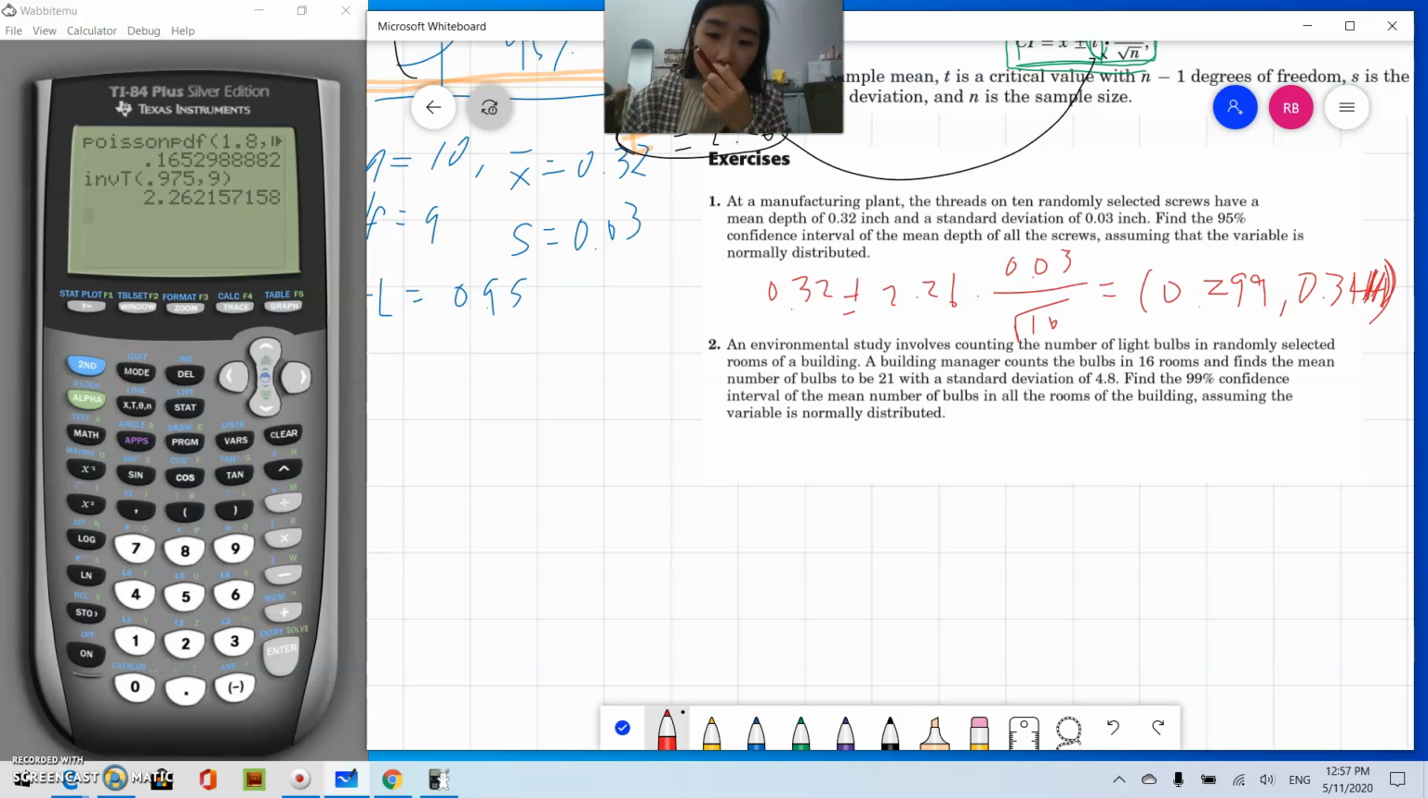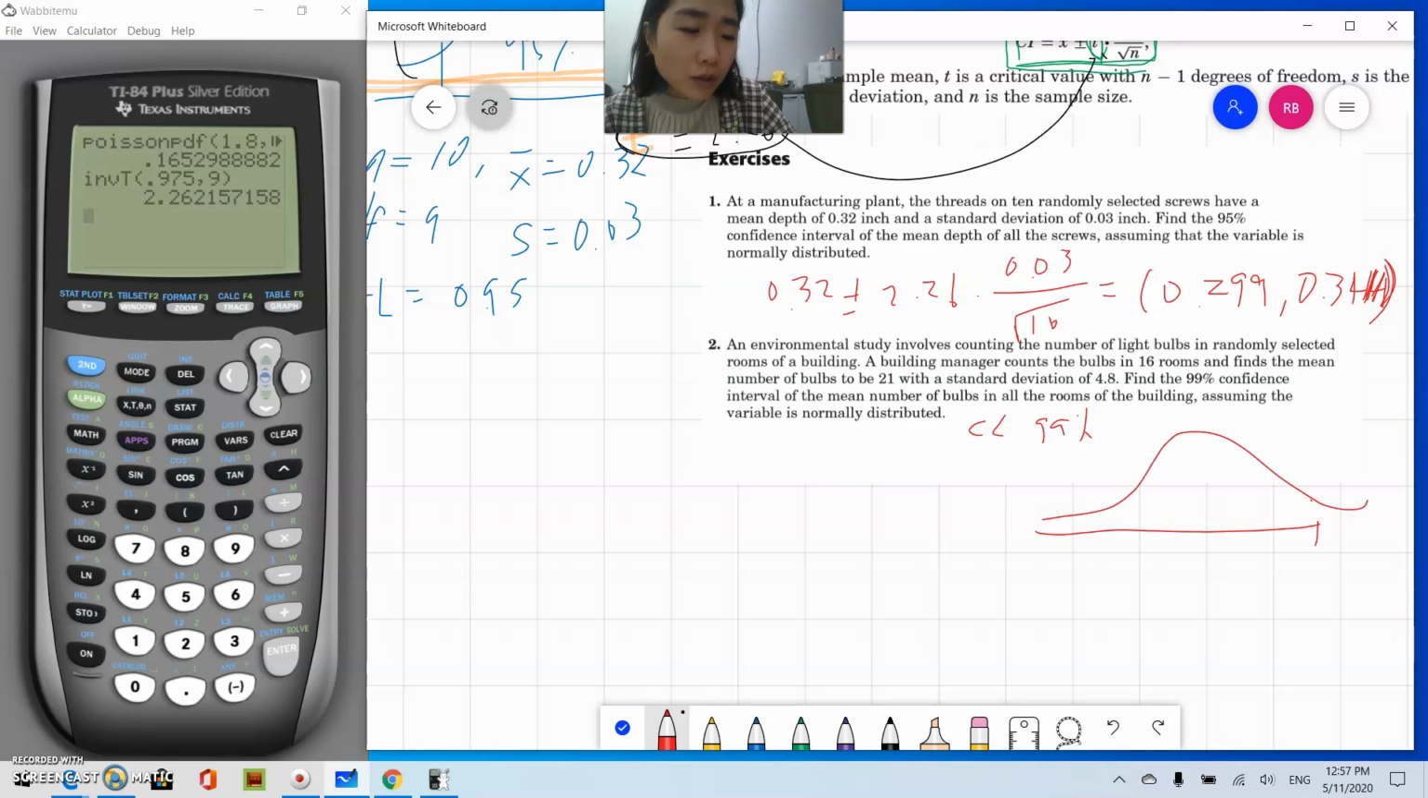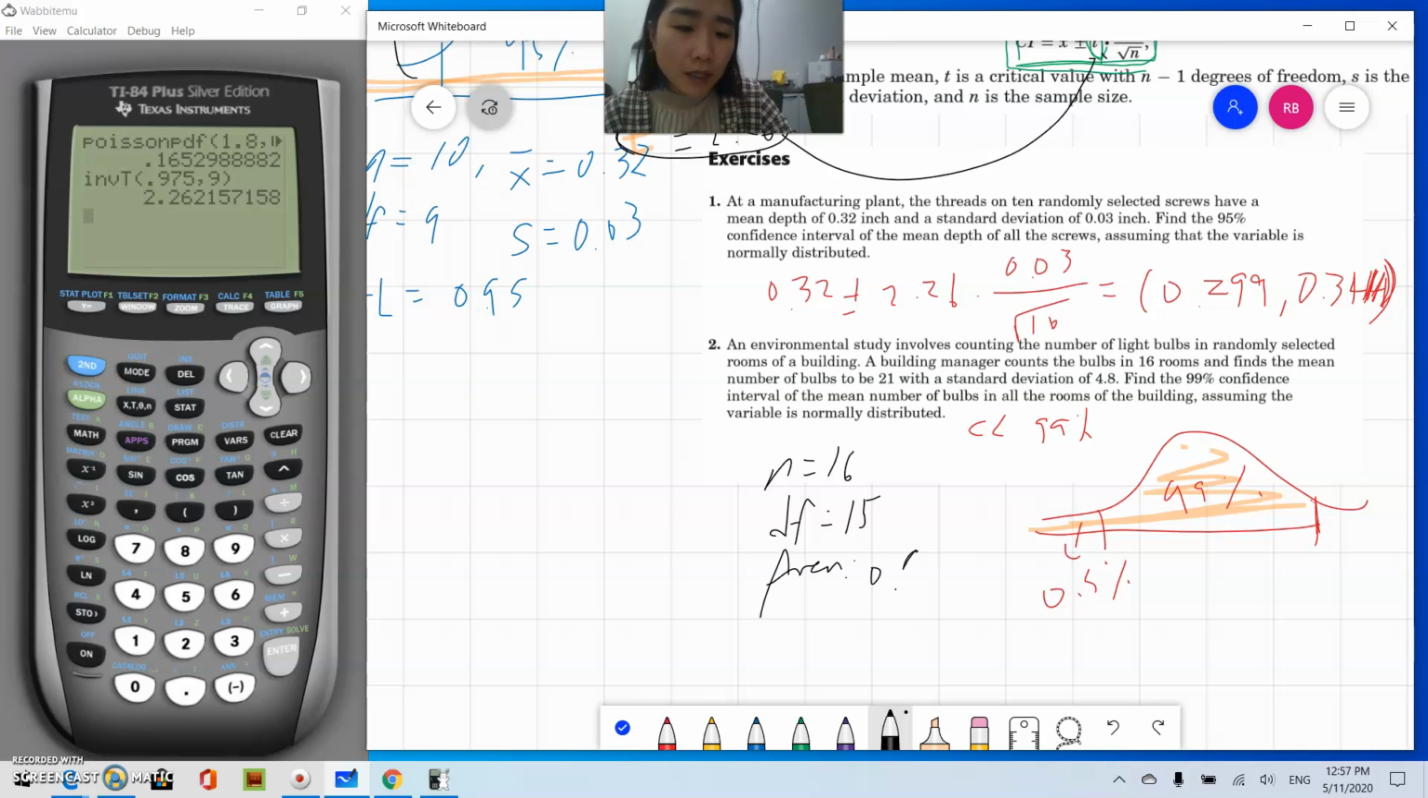All right, let's try number 2 and then we'll be done. This one is a confidence level of 99%. So let's draw our picture first. It's 99% here, meaning that this tail would be 0.5% and this one would be 0.5%. So I need to add the area. It's 0.995, right? 0.995 will be my inverse t area. And then it says that n is 16, so the degrees of freedom is 15. So we're going to use the area of 0.995 with the degrees of freedom to find t star.